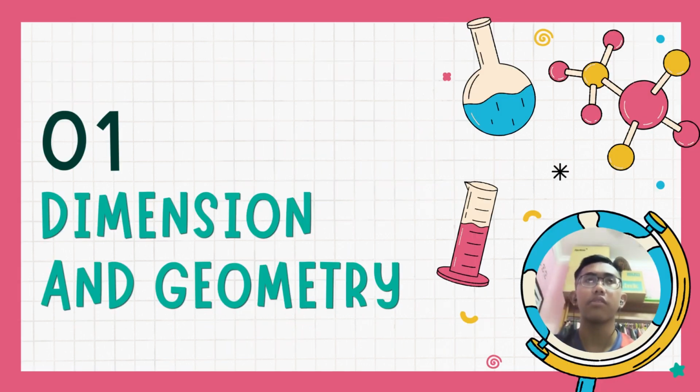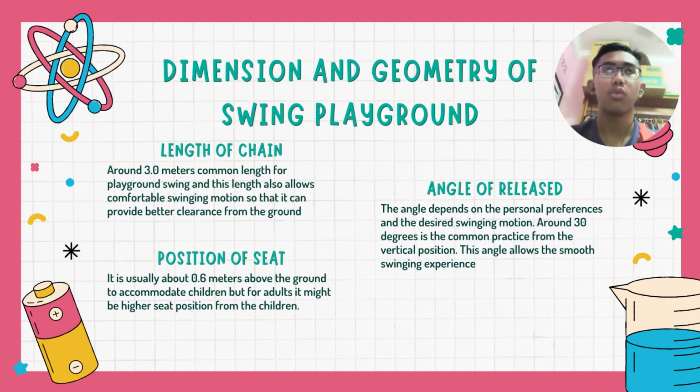The next part is dimension and geometry. From this part, we take three general dimensions and geometries for the swing playground. The first one is the length of the chain, around 3 meters, a common length for the playground swing, and this length allows comfortable swinging motion so that it can provide better clearance from the ground.